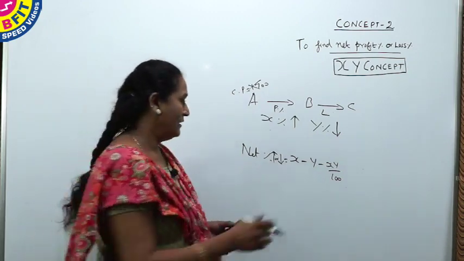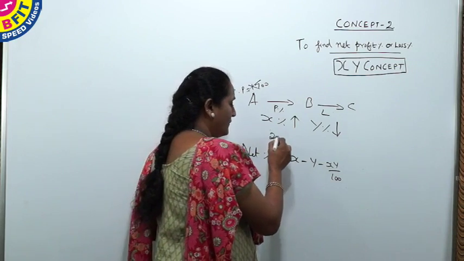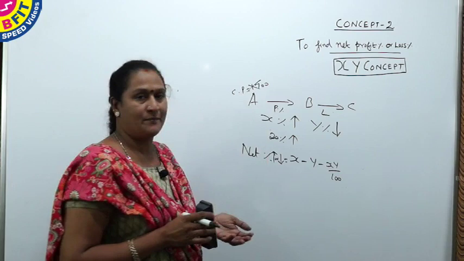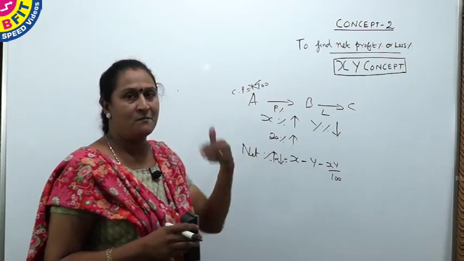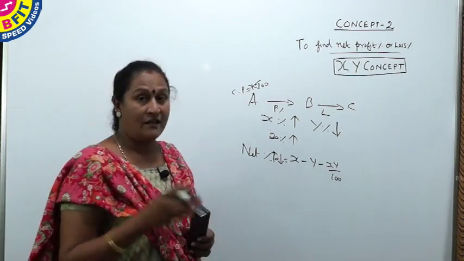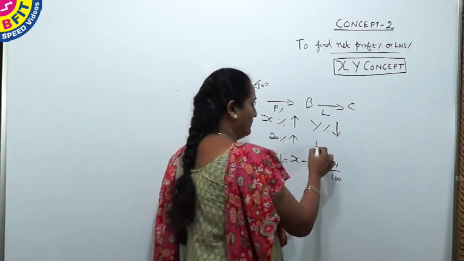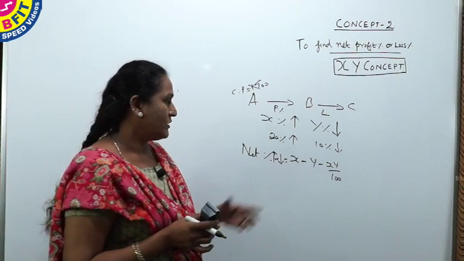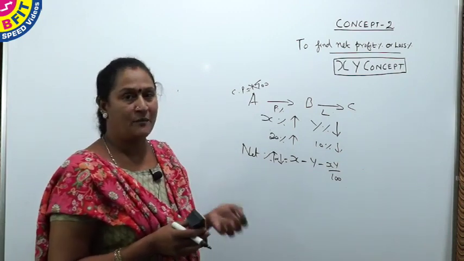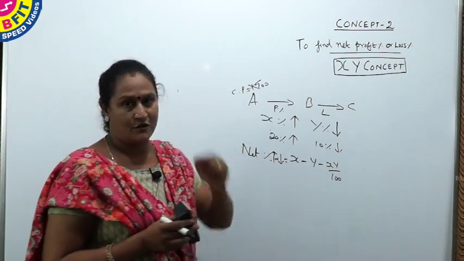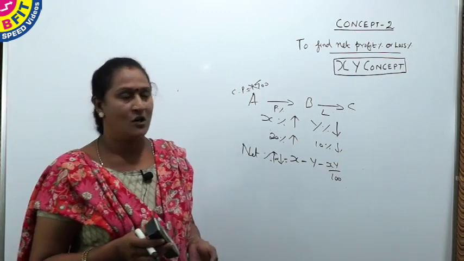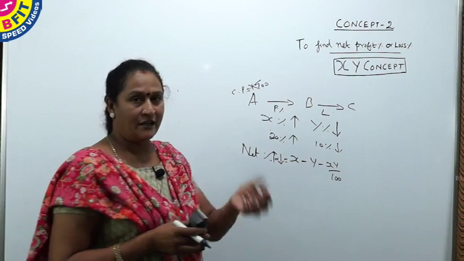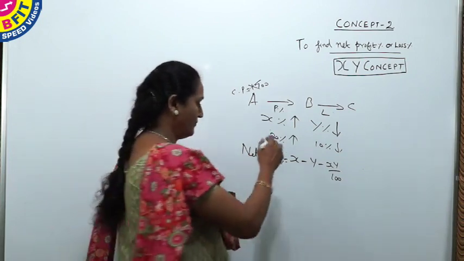Say for example, the shopkeeper increases the price by 20%. So he'll increase the price and make it a marked price or listed price, and then he'll give a discount and sell it giving 10% discount. They'll ask questions like whether the shopkeeper gained or not. The cost price also will be given, so no need to consider the cost price at all. Using this XY concept, you can find the net effect on the transaction.